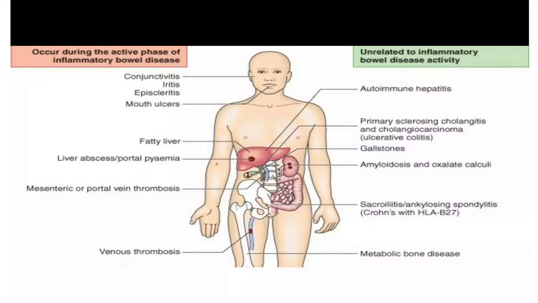So what you basically need to remember as present in the activity of the disease are conjunctivitis, iritis, episcleritis, mouth ulcers, then fatty liver, portal pyemia, liver abscesses, then mesenteric and portal vein thrombosis and venous thrombosis. These are present in the active phase of the disease, not in the remission. It is a very long topic and I have tried to compile it so that it becomes short. It is very difficult to remember every feature of IBD.